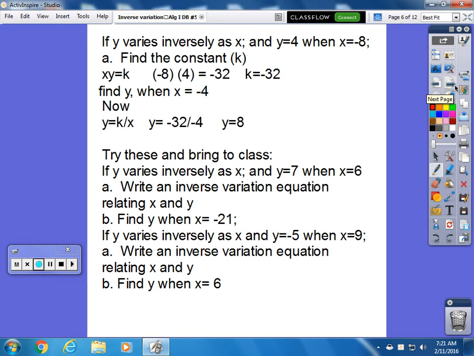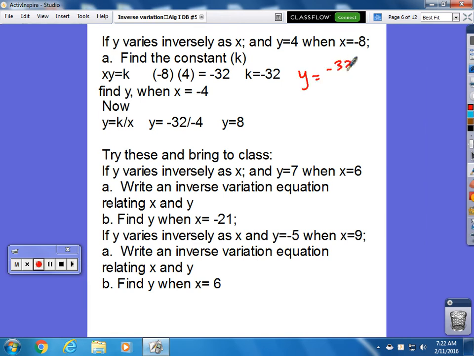If y varies inversely as x and y is equal to 4 when x is equal to negative 8, find the constant k. xy equals k, negative 8 times 4 is equal to negative 32, so k is equal to negative 32. So sometimes they'll ask you to find the constant, and other times they'll ask you to write an inverse variation equation relating x and y. In this case, it would be y is equal to negative 32 over x.